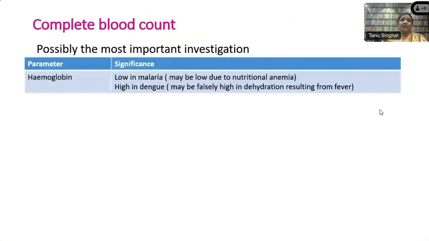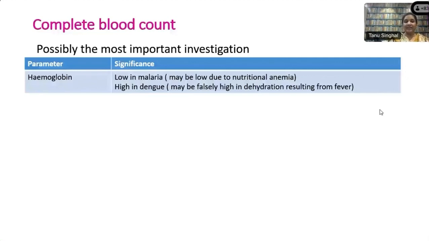Now, when we look at the complete blood count, the first parameter that we see is hemoglobin. Like you have low hemoglobin in malaria, but in India, where nutritional anemia is so common, it may be difficult to interpret the hemoglobin. And if it is high, it tells you it's dengue, because in dengue you get a hemoconcentration because of a capillary leak. But remember that even in other illnesses, like when there is high fever and poor oral intake, you may get an elevated hemoglobin. But suppose you're getting a hemoglobin of 16, 17 or 18, then you know that you're dealing with probably dengue with capillary leak.